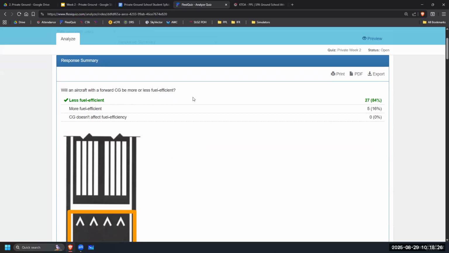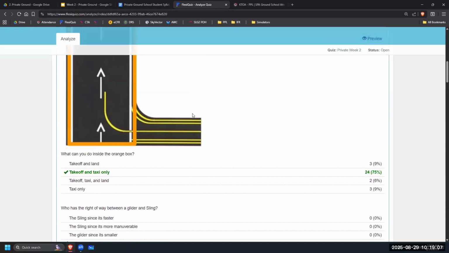Will an aircraft with a forward CG be more or less fuel efficient? Less fuel efficient. 84 is pretty good. Does anyone that got it right want to explain to the couple people why it's less fuel efficient? Go ahead. So if it's forward center of gravity, then it's pitched up, so to keep it level, it's going to take more fuel to keep it like that, and therefore be less efficient. Nice. All right, less fuel efficient, right? We went over weight and balance.